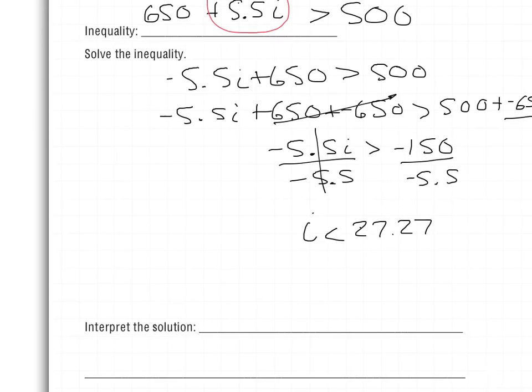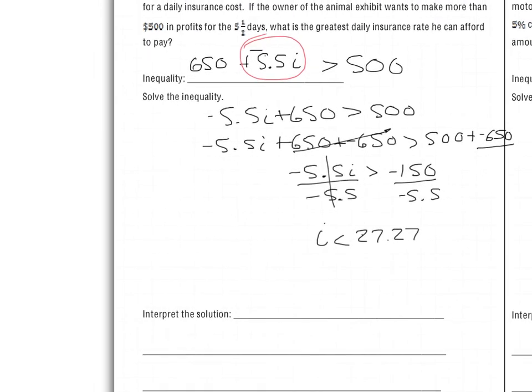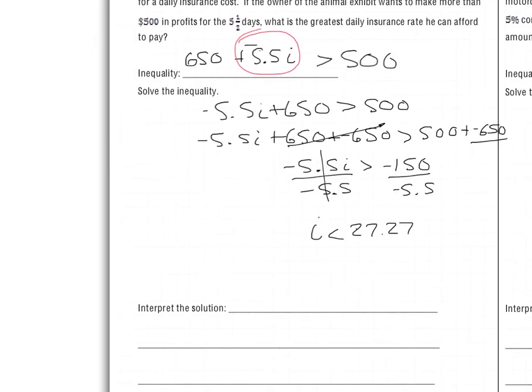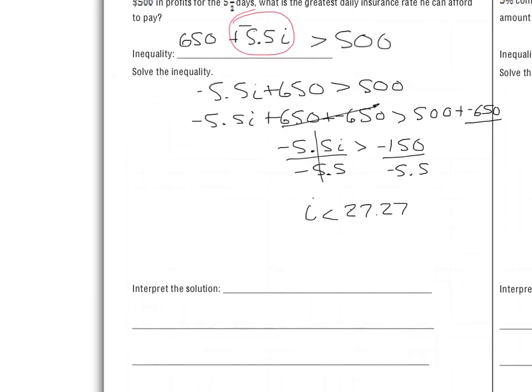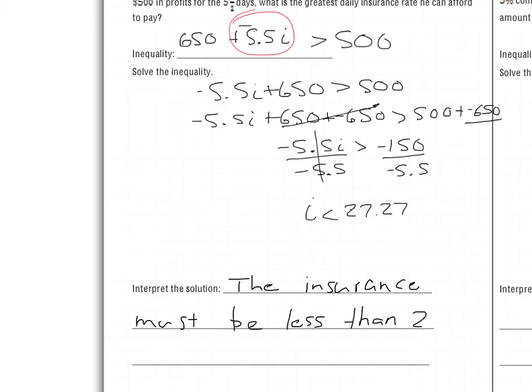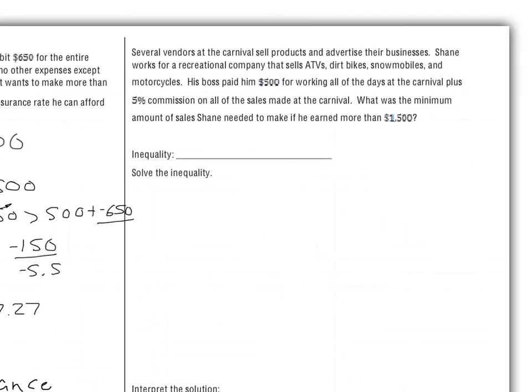So interpreting this, it says i is less than $27.27. Well, i is the amount of insurance that we're paying. So the insurance must be less than $27.27. All right, and we've got one last problem.